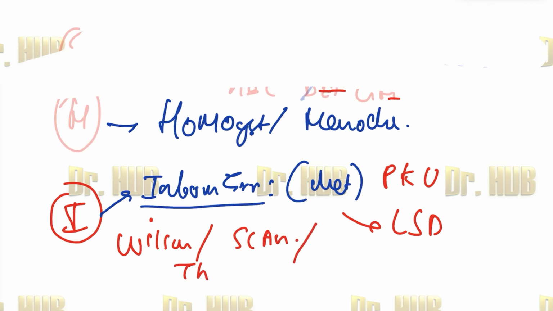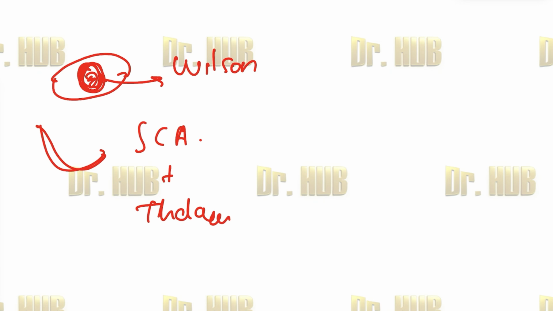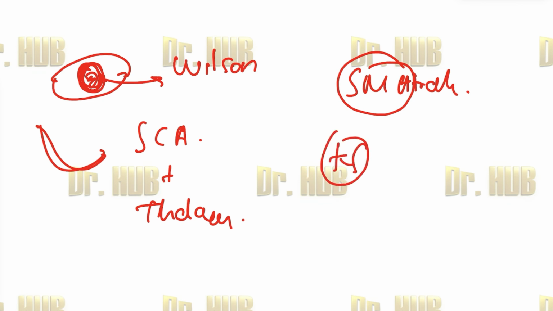So let's draw a few diagrams so that it is easier to memorize. There is an eye with the KF ring, so it's Wilson's disease. Next, let's draw a sickle: sickle cell anemia, along with thalassemia as well. Then comes SMA, that is spinal muscular atrophy, as well as KS, that is Kartagener syndrome.